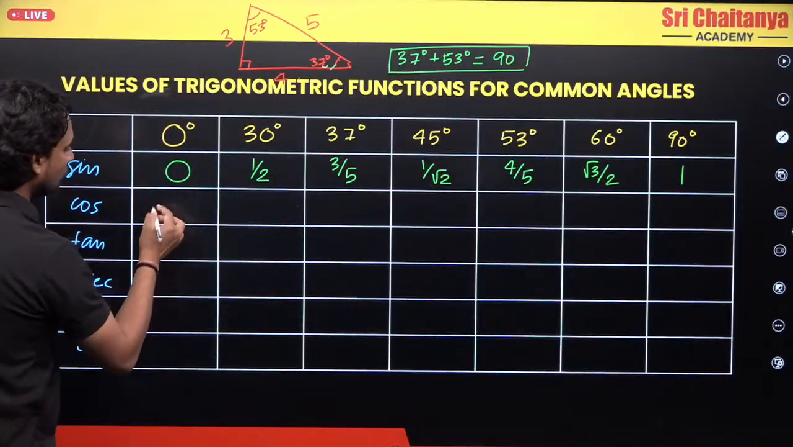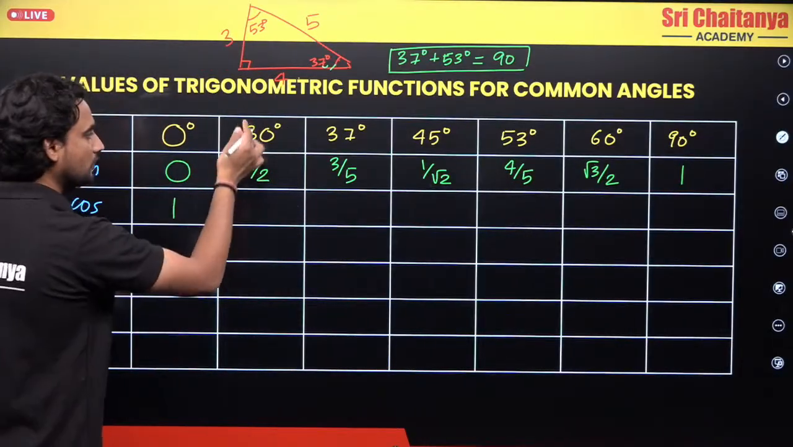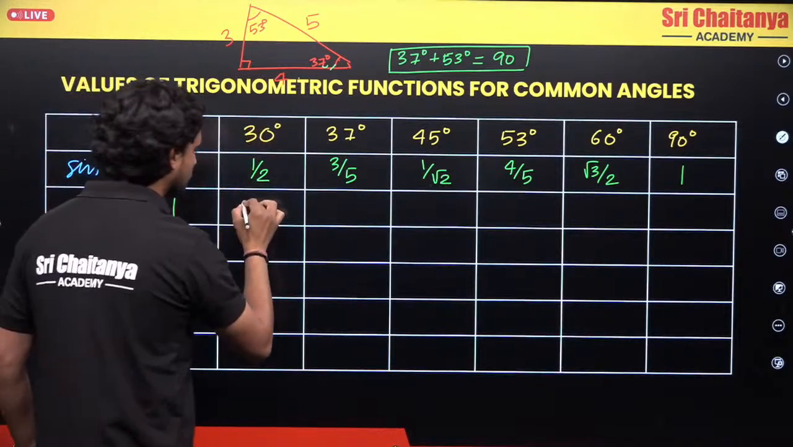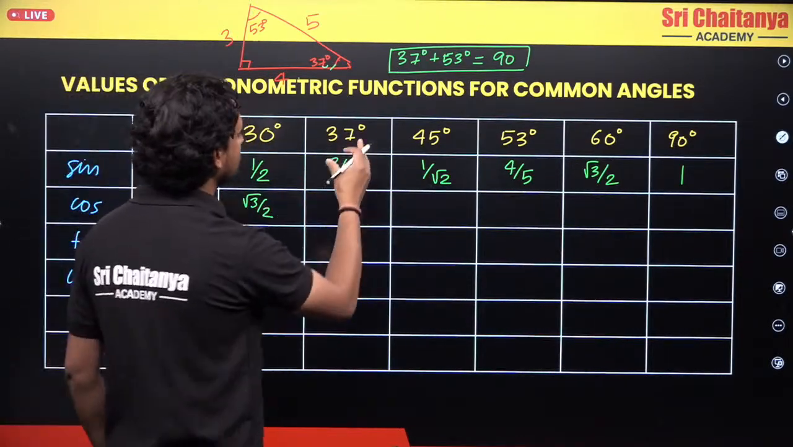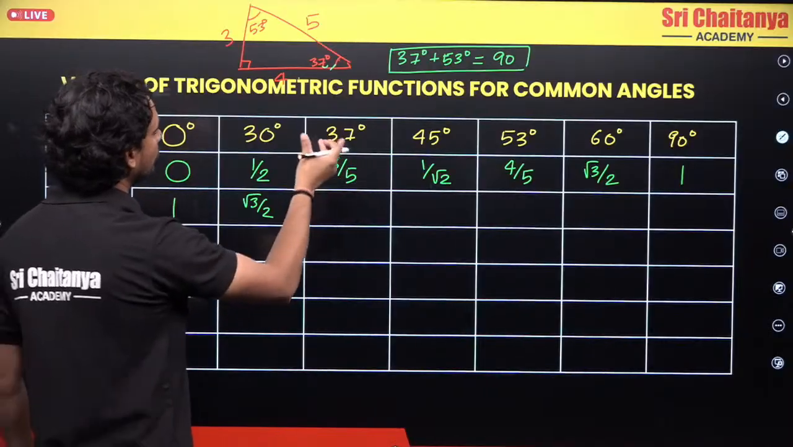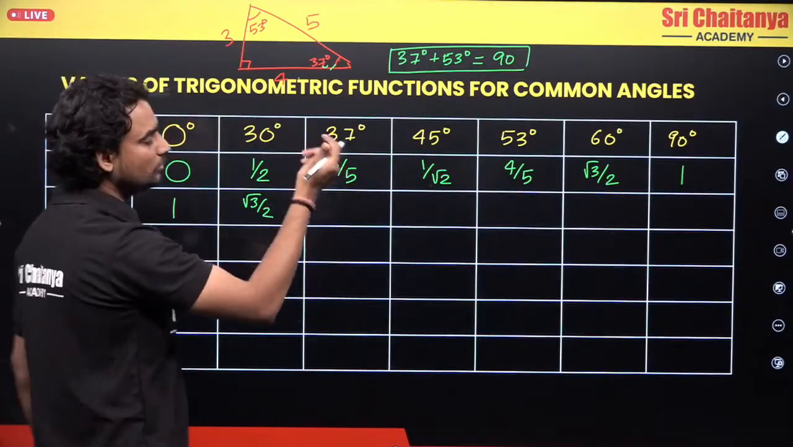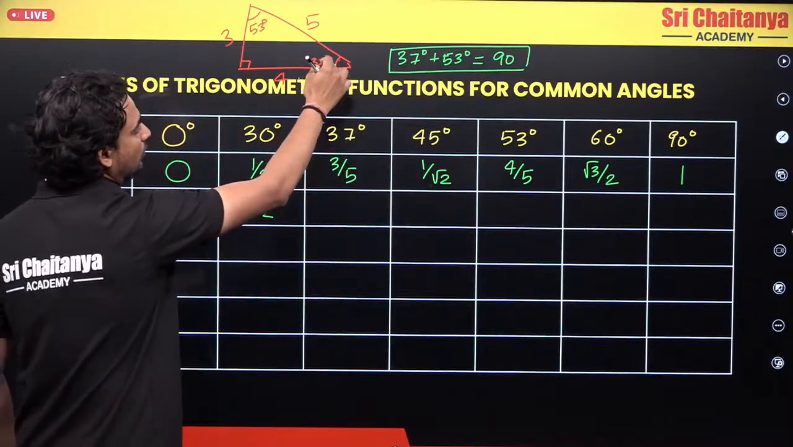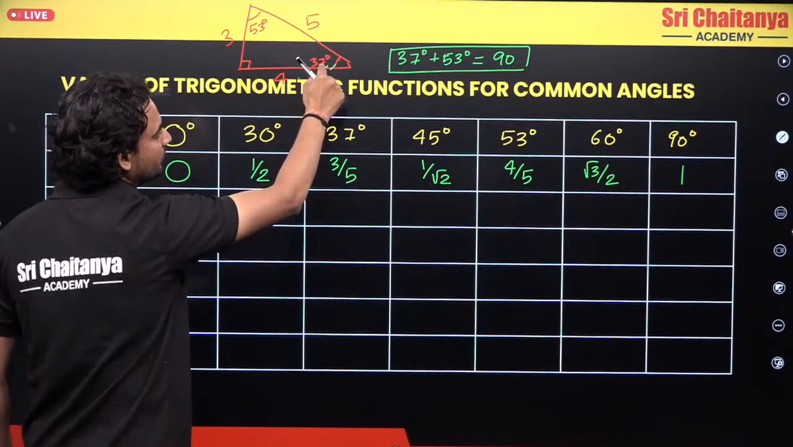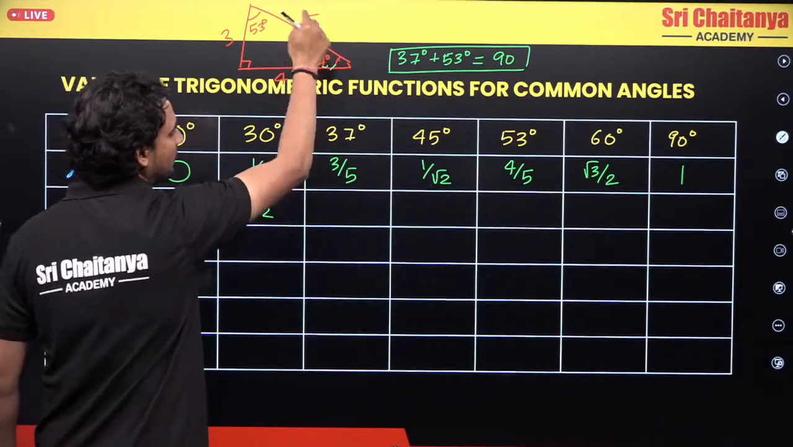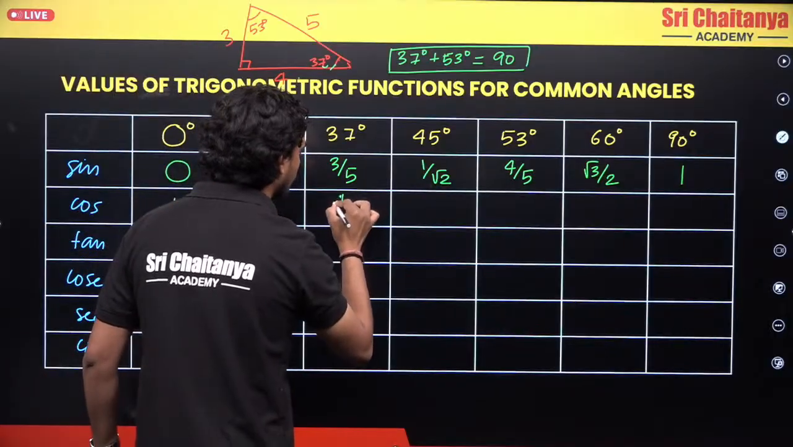What is cos 0? Cos 0 is 1. What is cos 30? Cos 30 is root 3 by 2. What is cos 37? For cos, we will say base upon hypotenuse. This is 37. For 37, this is the base and this is the hypotenuse. So this will be 4 upon 5.